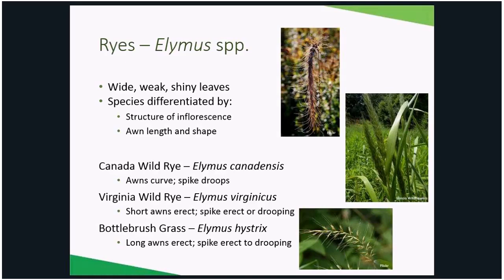Our next example is Virginia wild rye, which is in this photo here. And here we can see that that spike is held up, but sometimes it can droop as well.